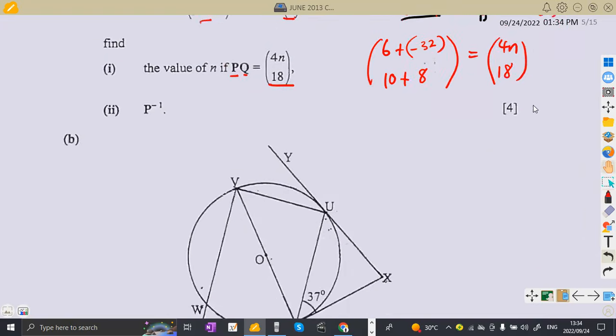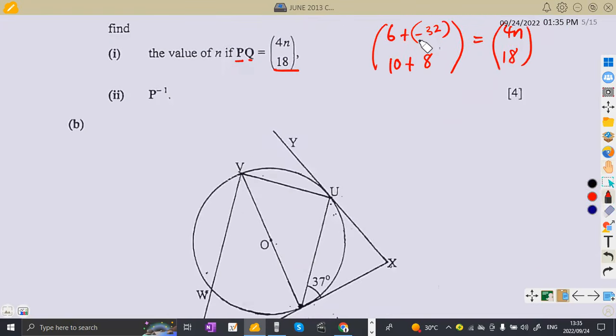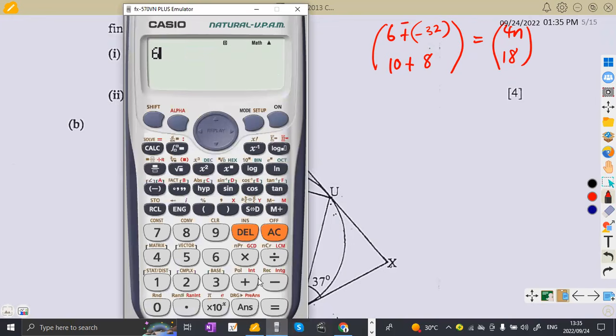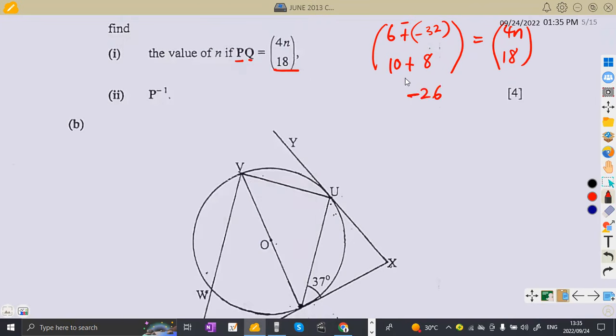So you can combine these two terms. 6 plus minus 32, that's 6 minus 32. This is paper 2, guys. Like I said, 6 minus 32, that's negative 26. So negative 26, if we add these two, it's going to give us 18, should be equal to 4n, 18. So this is what you can do actually to cross check. As you can see here, we've got 18, we've got 18. Just the same way, these two must be equal.